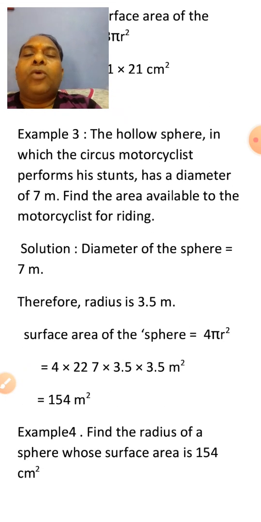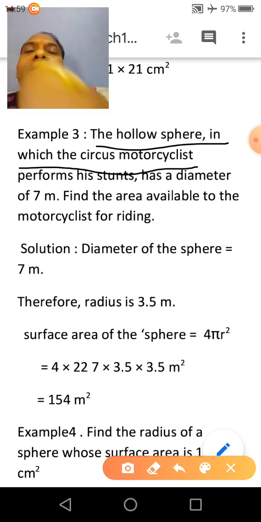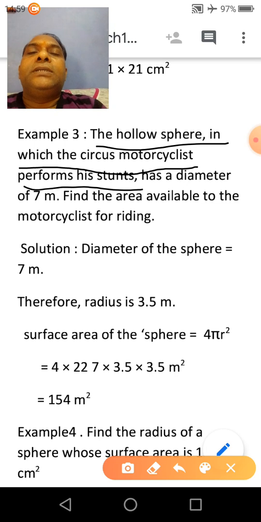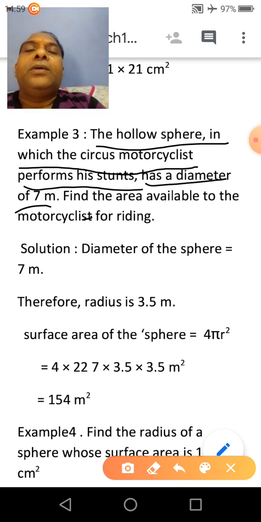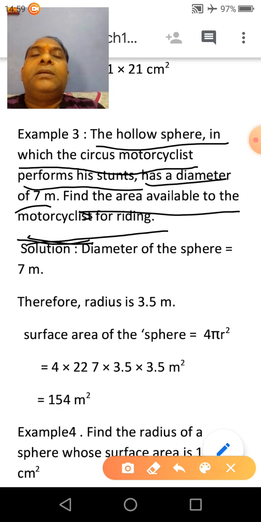The hollow sphere in which the circus motorcyclist performs his stunt has a diameter of 7 meter. Find the area available to the motorcyclist for riding. So you have to find the area available to the motorcyclist for riding. Clear?